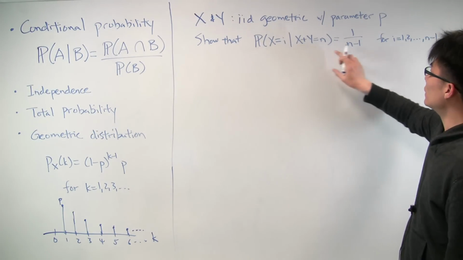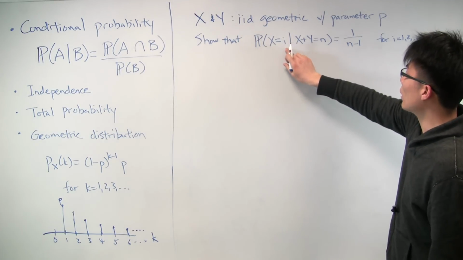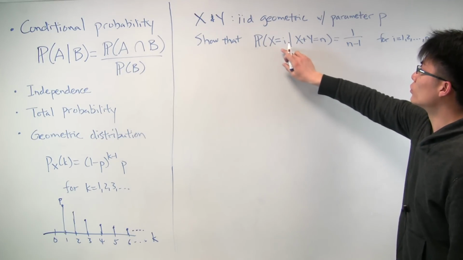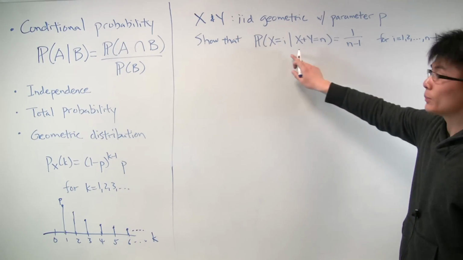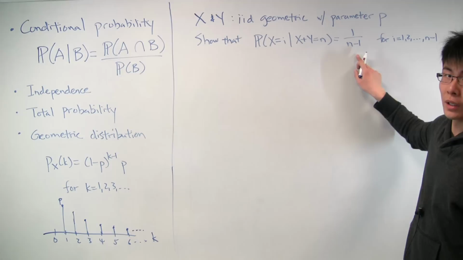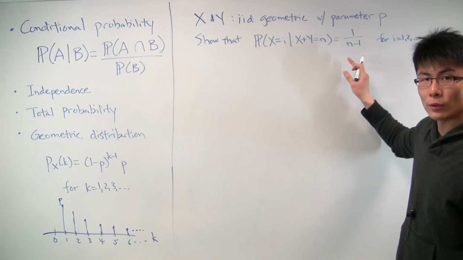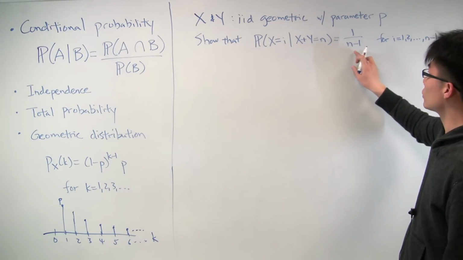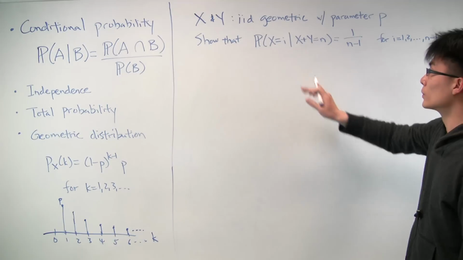So in fact, it turns out that the probability of requiring one flip versus the probability of requiring n minus 1 flips is all the same. It's all 1 over n minus 1. So it's kind of surprising, and at the end we'll come back and try to figure out why this is the case. But first, let's try to show that this is true.